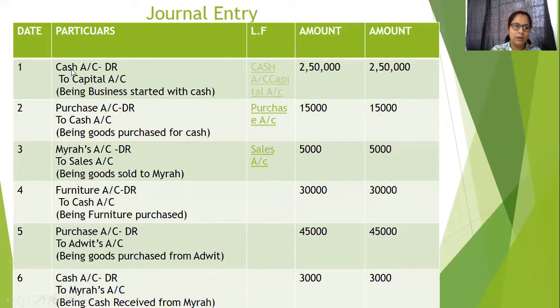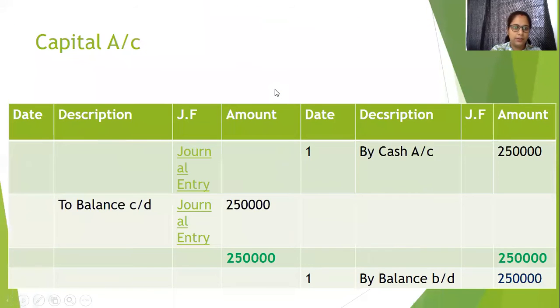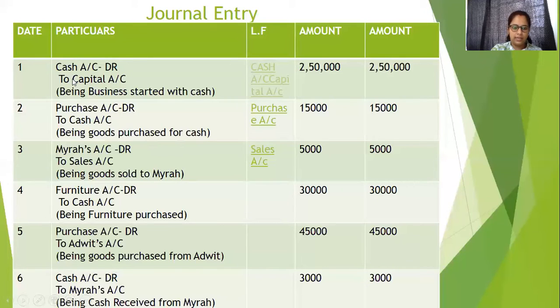I have showed you how to make cash account. Now I will check for capital account. Okay. So format remains the same: date, description, journal folio, amount, date, description, journal folio, amount. So when we check in journal, we see capital is invested. It means capital is credited.